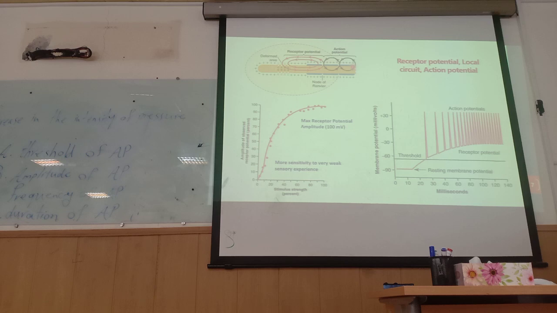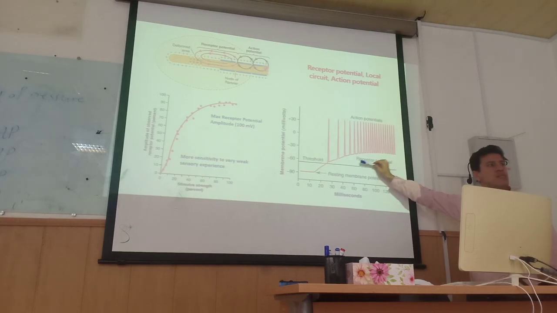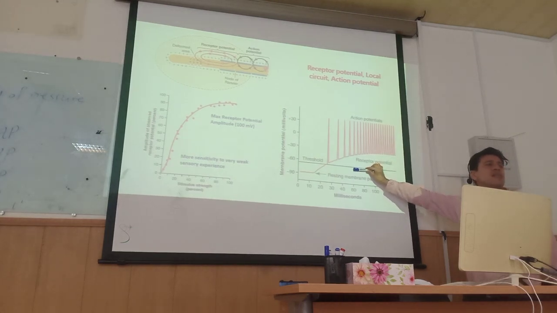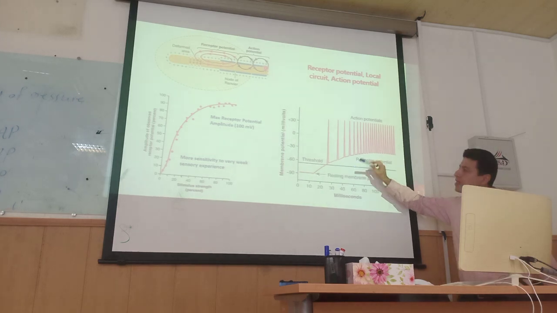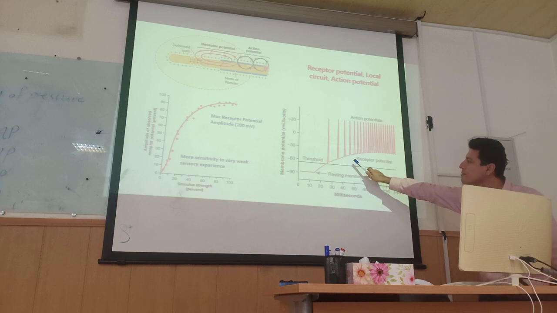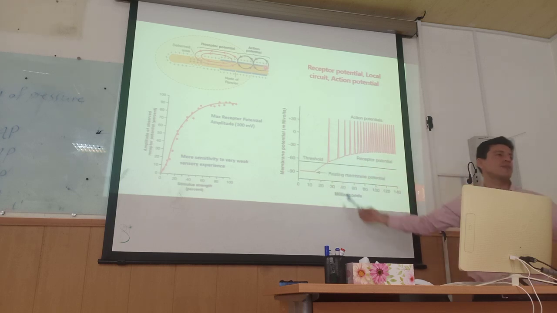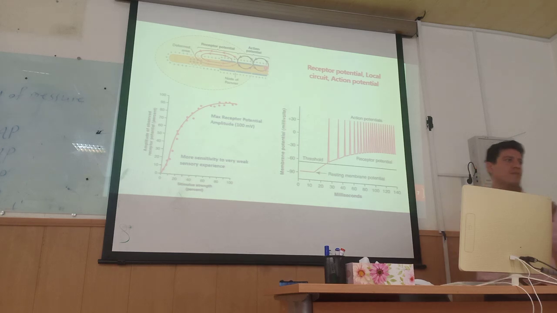If we actually increase the strength of the pressure within the threshold, the threshold doesn't increase. It's a standard for the cell. The cell says that any time the potential reaches, for example, minus 55, I will generate an action potential. So this is all the same for any cell.